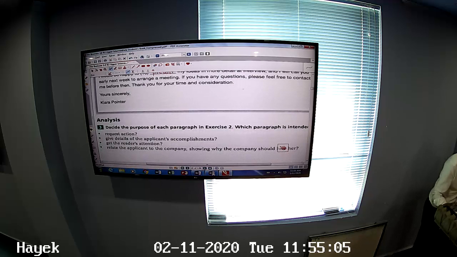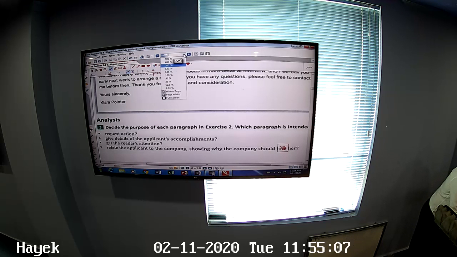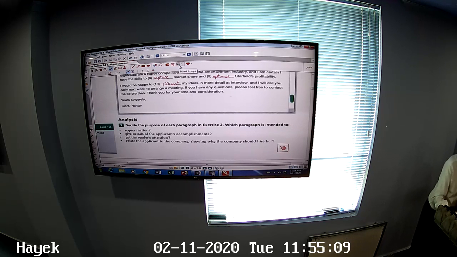Exercise 3. Remembering the AIDA model used in advertising: attention, interest, desire, action. Please look back to the letter. The letter has 4 paragraphs. One of those paragraphs requests action. Which paragraph requests action? 1, 2, 3 or 4? It's the last one, number 4.